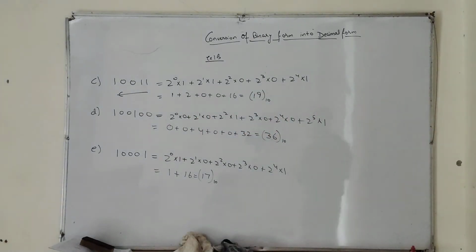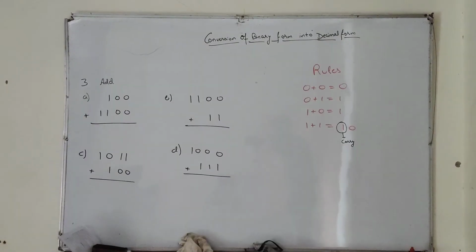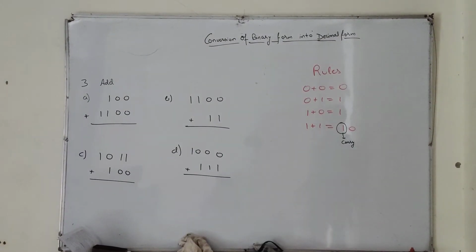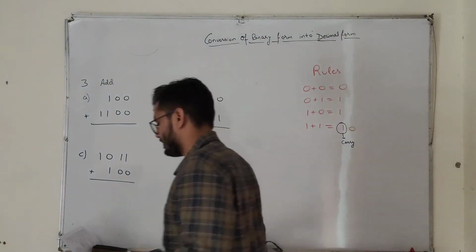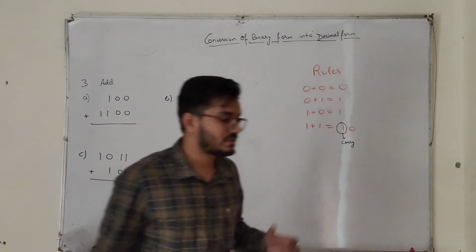So let me just rub it. Now let us talk about how to add two binary numbers, how to add two binary digits. So there are some rules.